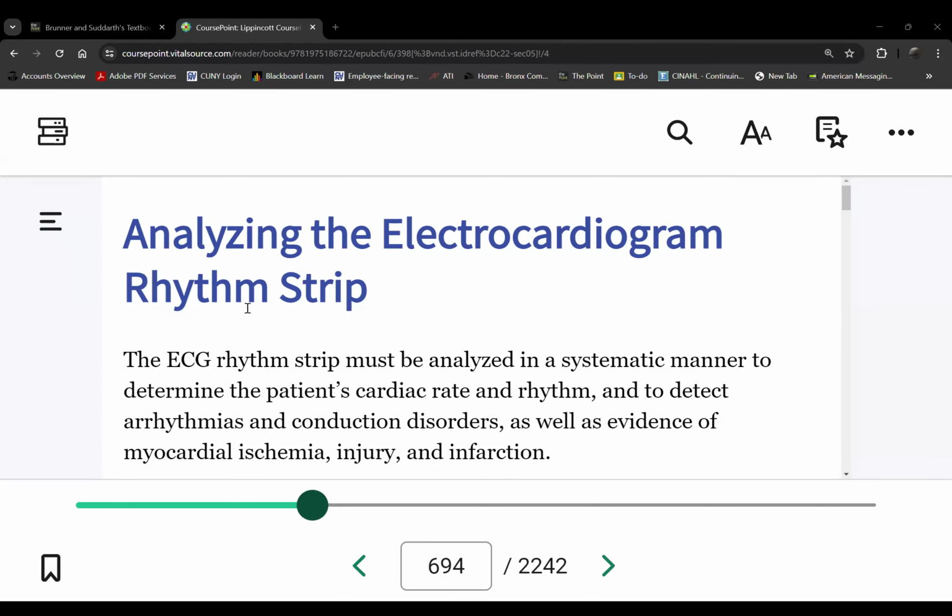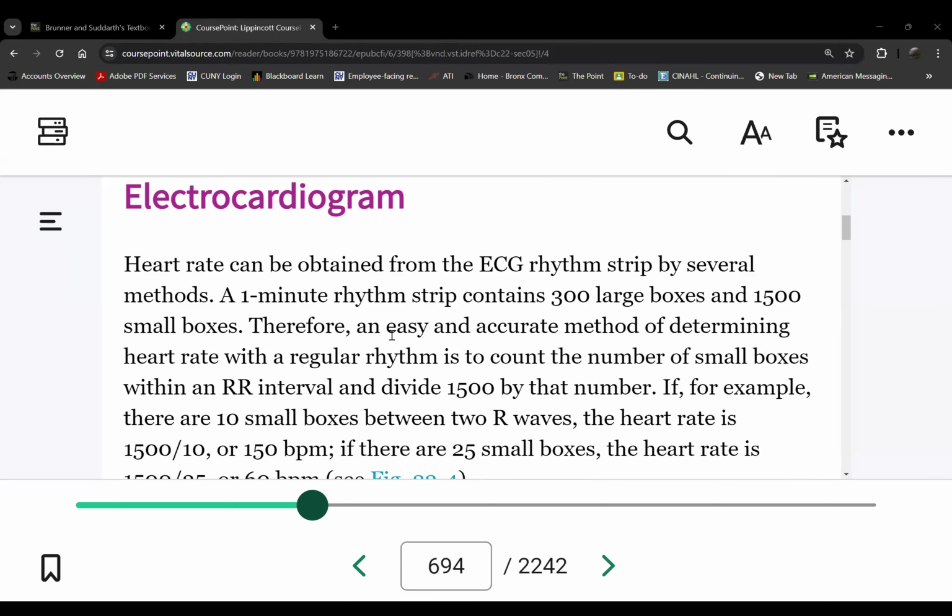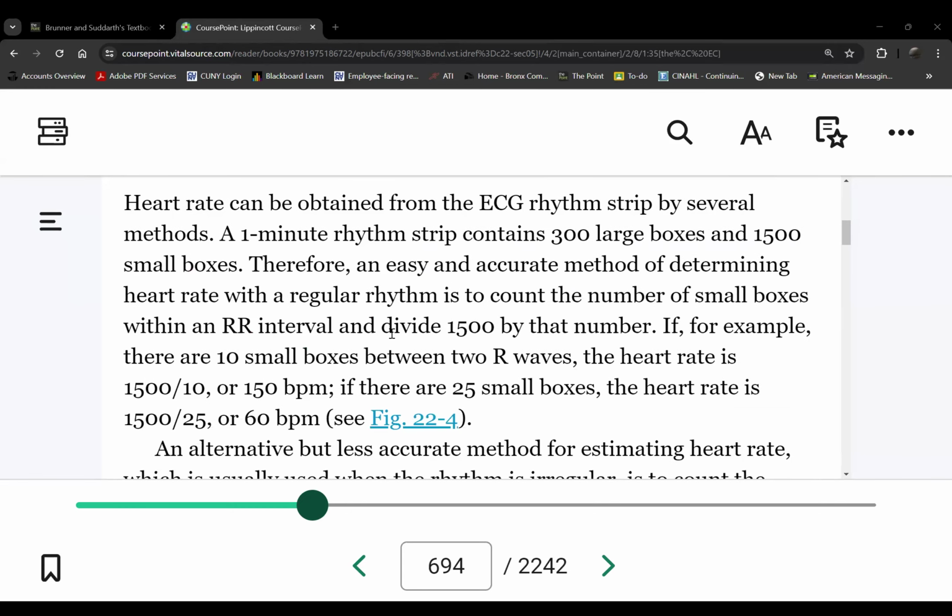All right. So let's look at analyzing strips. The first step is to see how to calculate the heart rate.